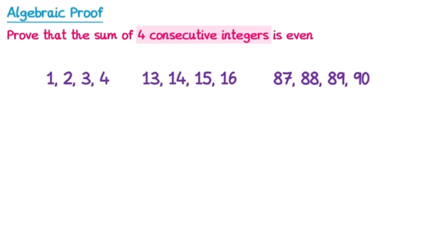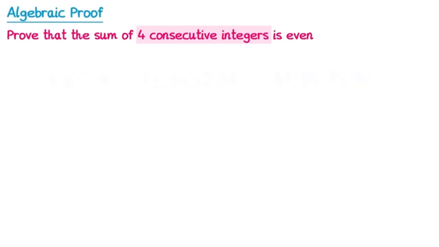So what does this look like algebraically? Well, if we take our first integer to be n, then the next one is n plus 1, the one after this is n plus 2, and the one after this is n plus 3. So this is how you would write down 4 consecutive integers. The question says to do the sum of 4 consecutive integers, so we need to add these together. So if we add these together, we can simplify: n plus n plus n plus n is 4n. Then we have 1 plus 2 plus 3, which is plus 6.